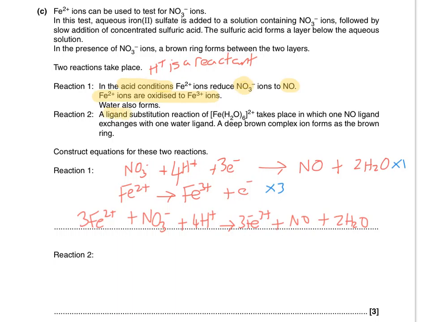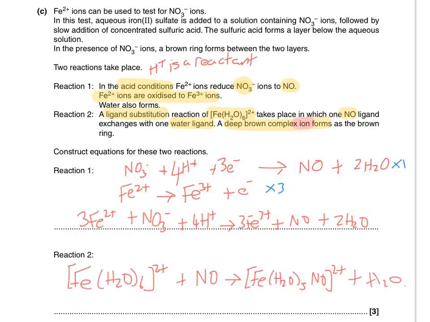Reaction 2 says it's a ligand substitution of that complex, Fe(H2O)6 2+, iron hexaaqua 2+. So 1 NO ligand replaces 1 water ligand. And a deep brown complex ion forms as the brown ring. So if it's a complex ion, that means it's soluble and it's charged. So let's try this out. So there you go. If you found it difficult to do this in the paper, here's how you could have read it.